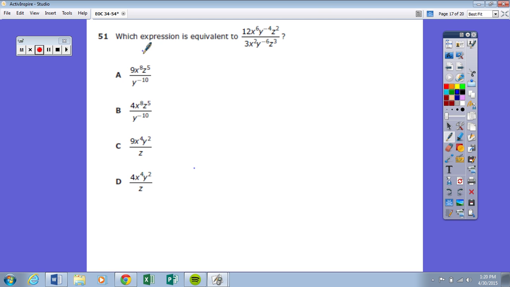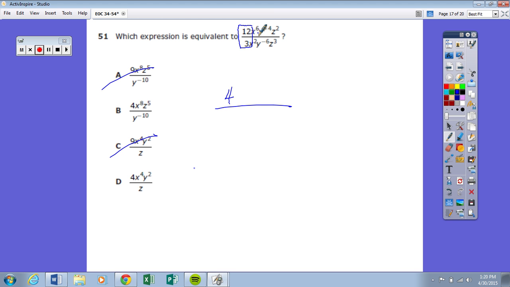Okay, 51. Y'all were really good at this when we did it in class, so let's see how much you still remember. Numbers are numbers. You just reduce this like a normal fraction, and 12 over 3 is the same as 4 over 1. So right off the bat, those are gone, okay?